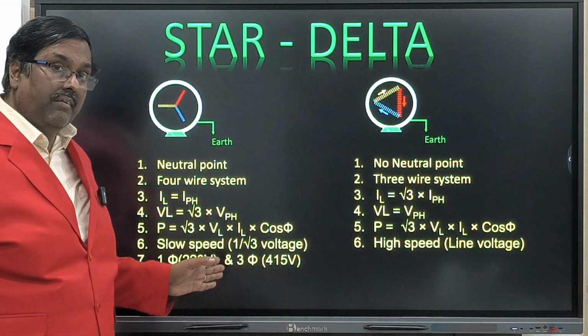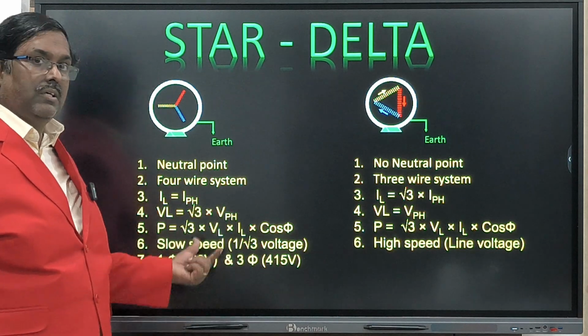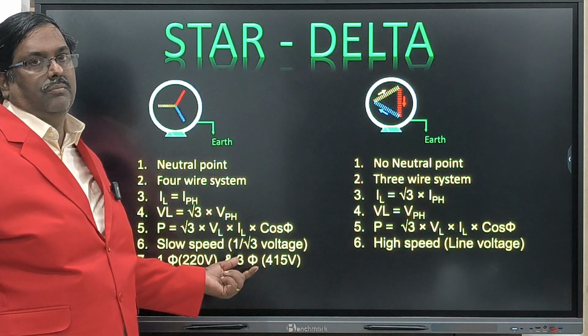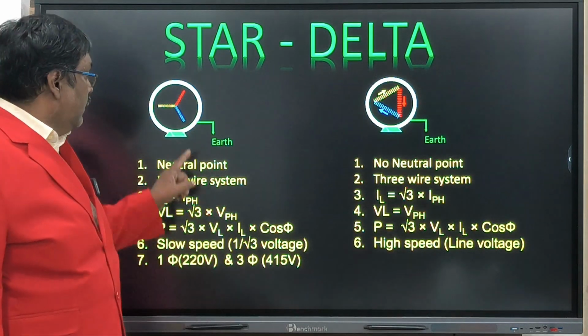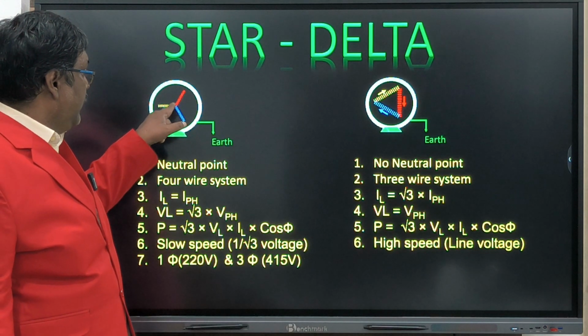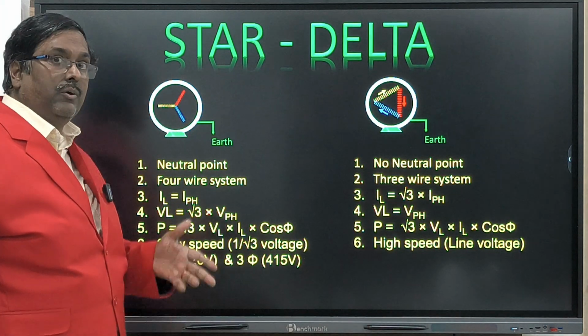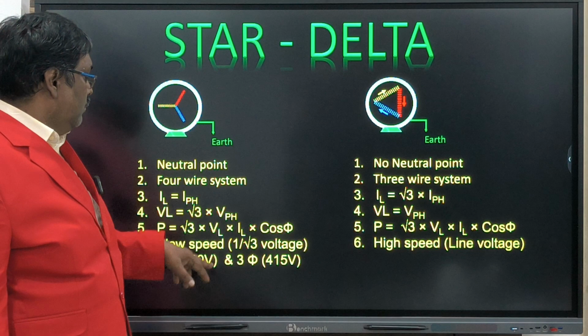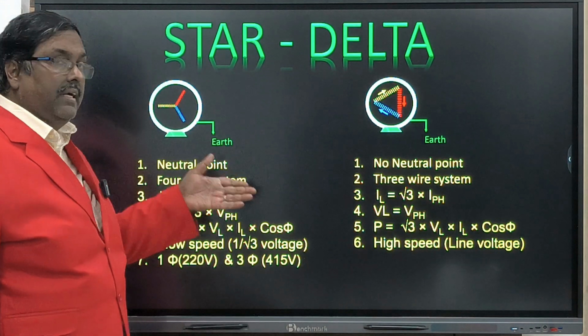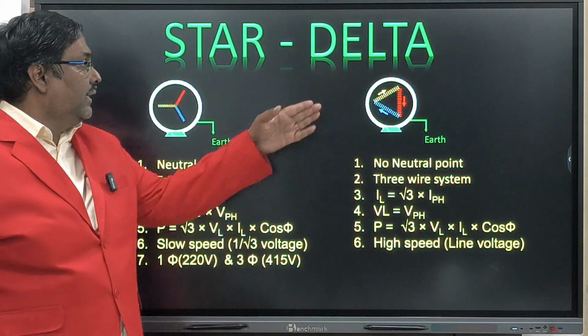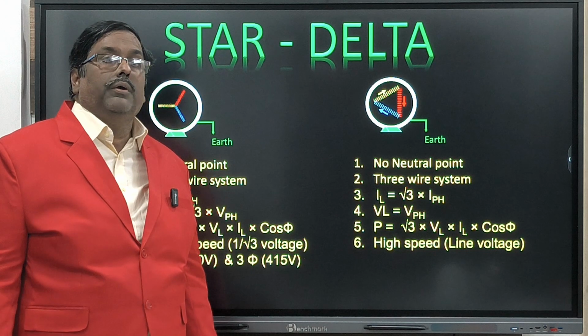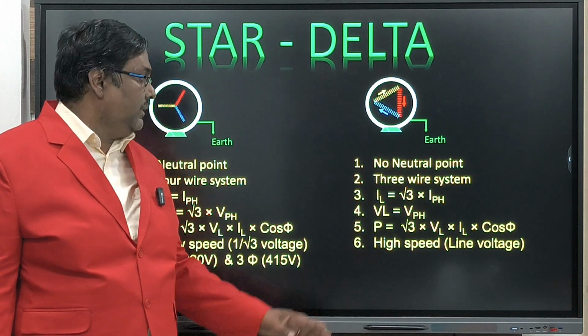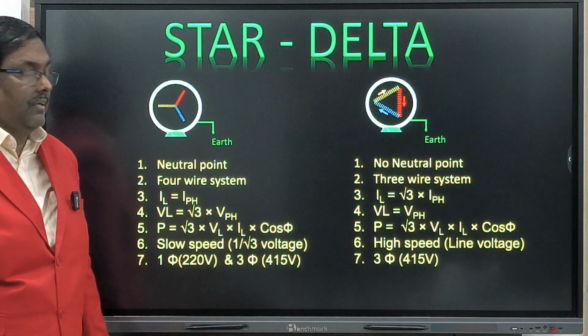And here in star we are having an option. We can use single phase also, and we can use three phase also. Because if you measure a phase against the neutral, then you will get single phase. You can use it anywhere. If you use all three phases, then it will be three phase. This option is there. In delta there is no option because there is no neutral line. Okay. So this will be the difference.